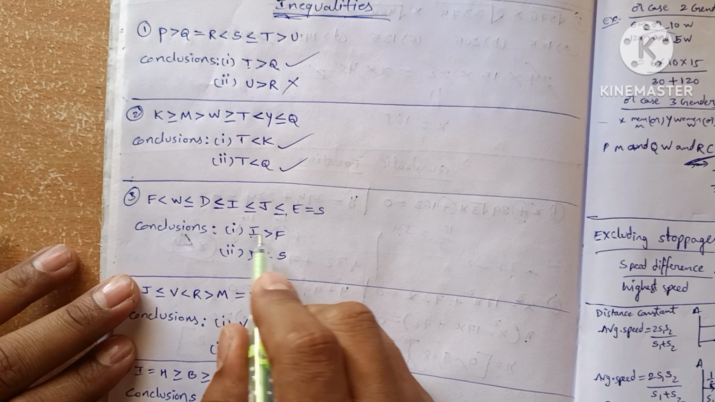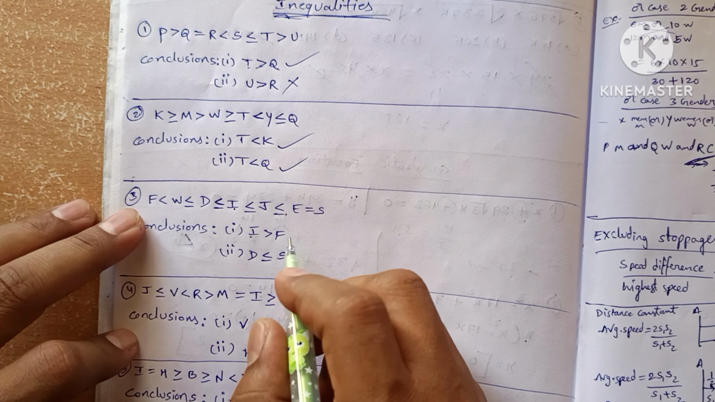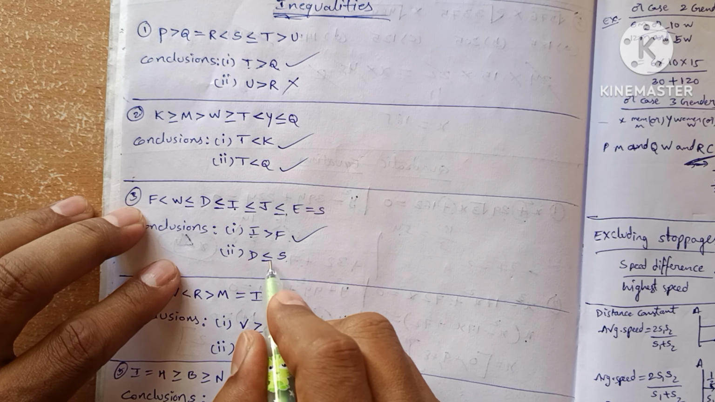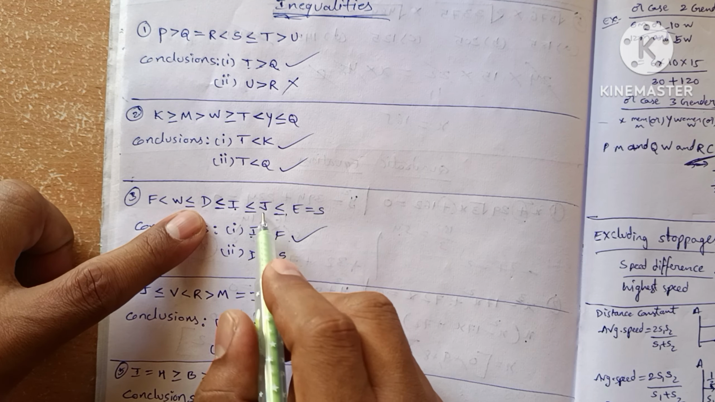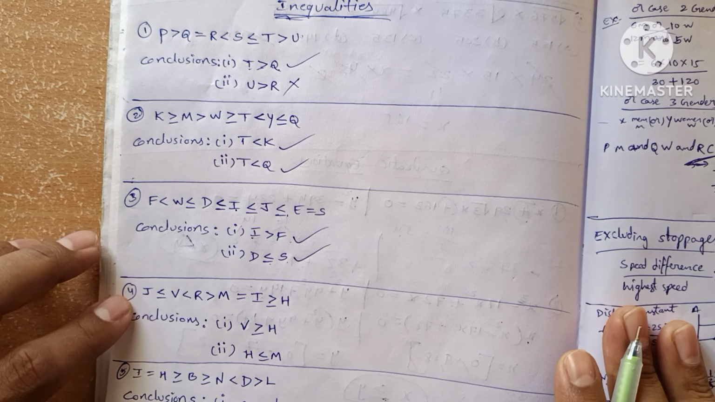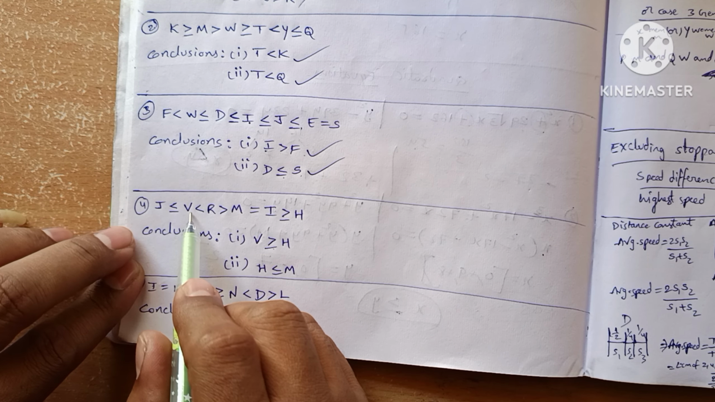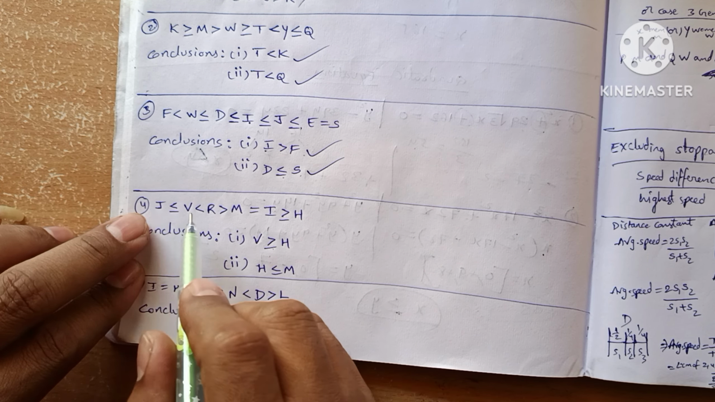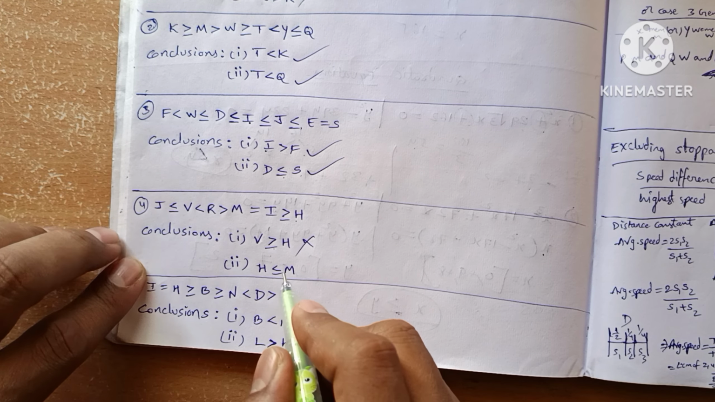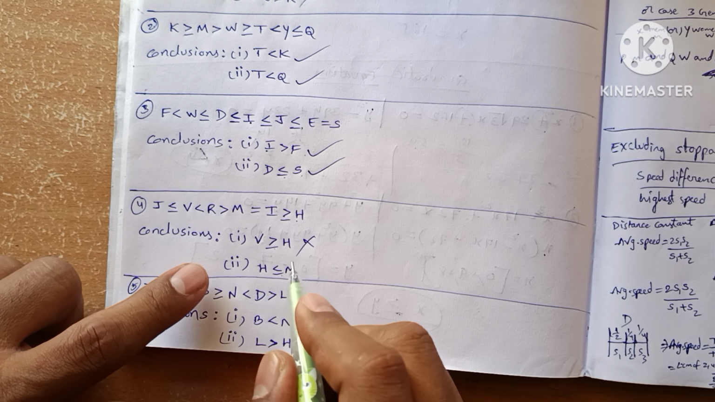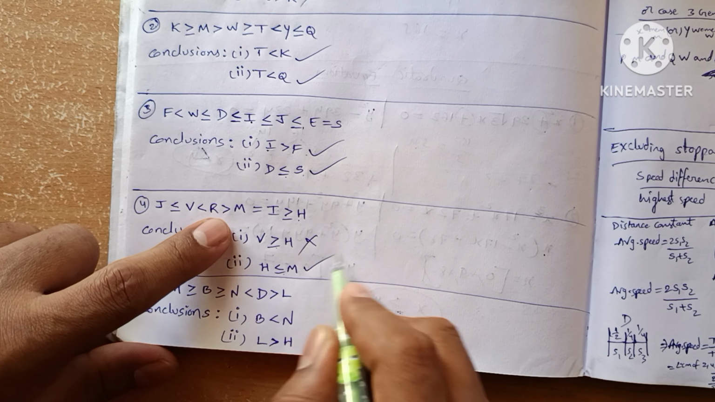Question number 3. I to F. From I to F there is the flow as it is. S to D flow with equal to also. S to D and everywhere there is equal to also. V to H with equal to also. V to J is possible but there is no flow to this side, so false. M to H with equal to also. M to H flowing with equal to also, so it is true.